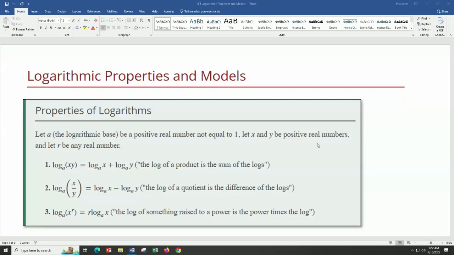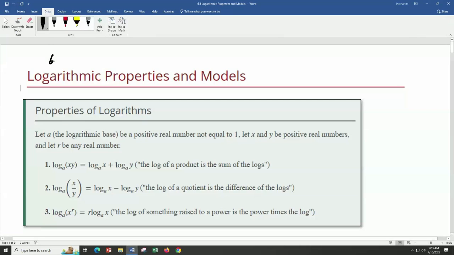Okay, so now we're going to start jumping into 6.4. We're going to start looking at properties of logarithms. Notice as we look through this list, we can see different ways that we can transform logarithms: from multiplication into addition, from division into subtraction, or when it has an exponent r, a power of r, we can move that power to the front.